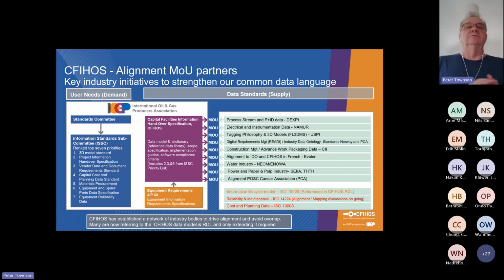Just a little bit about how we work with our MOU partners. We work very closely with the Standards Committee and the Information Standards Subcommittee, and they've identified a number of areas that need work. So 3D model standard, for instance, we're working with USPI and the FL3DMS initiative there.